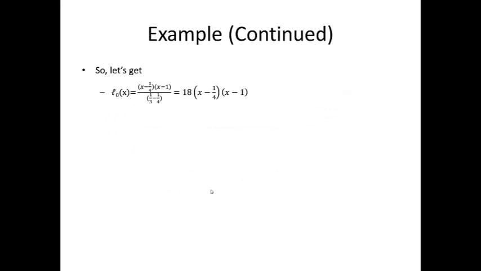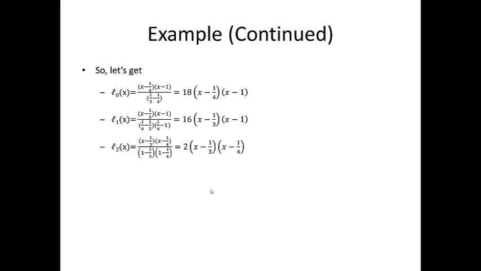L0 of x is equal to, again, we're just plugging in the x sub i and x sub j, so it's (x minus 1/4) times (x minus 1) divided by (1/3 minus 1/4) times (1/3 minus 1), and the result is 18 times (x minus 1/4) times (x minus 1). We do the same thing for L1 and for L2. Now, we'll need the values of f of x sub i, which are 2, minus 1, and 7 respectively from the table on the previous slide.